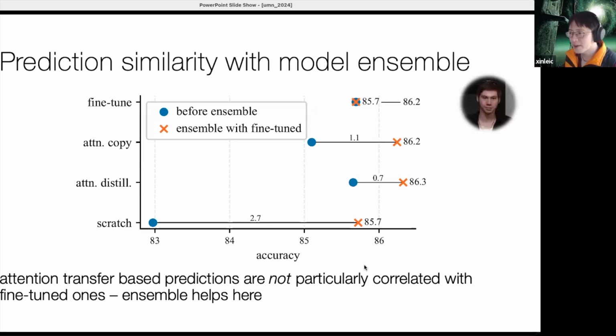Since we posted the paper, the original ViT authors checked the paper carefully and proposed to add one more baseline here, which is to fine-tune twice and then do the ensemble. And we find that fine-tuning twice also helps. So there's some diversity even if we fine-tune the model twice.